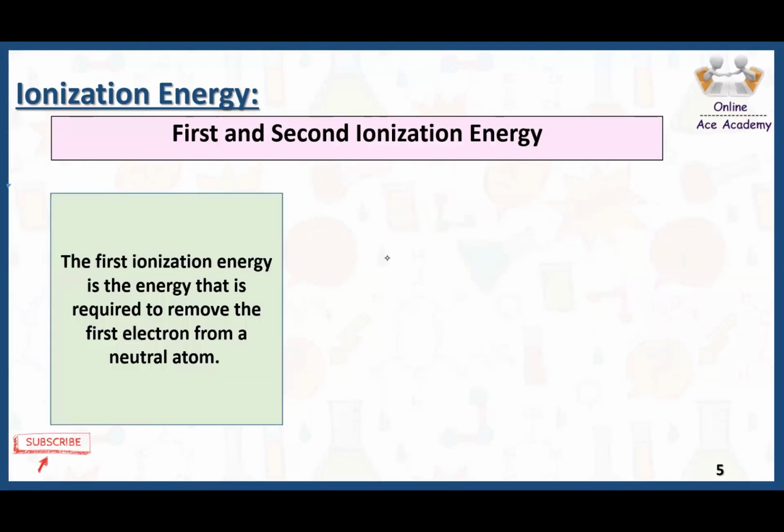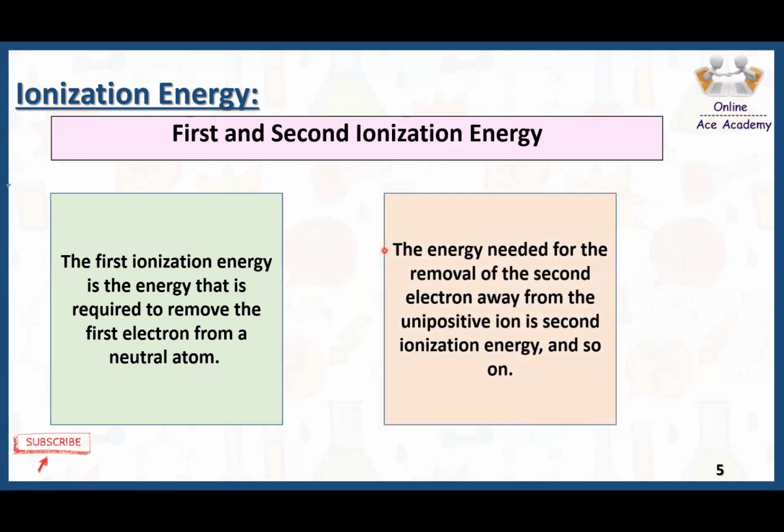The first ionization energy is the energy that is required to remove the first electron from a neutral atom. On the other hand, the second ionization energy is the energy that is needed for the removal of the second electron from the unipositive ion. Why unipositive ion? Because we are already done with removing one electron from the atom. So this time the atom is unipositive. It means it has one positive charge. It's a cation. And this is called the second ionization energy, and so on.